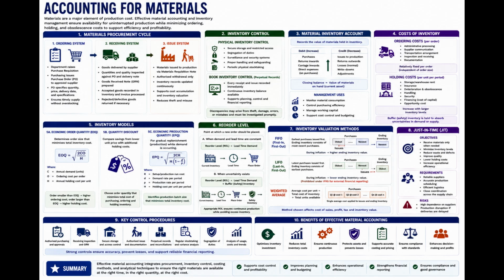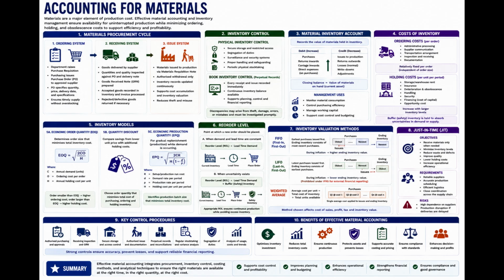reduction, and profitability. The materials procurement cycle begins with the ordering system, which ensures that inventory is replenished at appropriate times and quantities. Departments requiring materials submit a purchase requisition, which authorizes the purchasing department to issue a purchase order to an approved supplier. The purchase order specifies quantities, prices, delivery dates, and product specifications, providing formal documentation for procurement activities. An effective ordering system prevents production interruptions while avoiding excessive inventory accumulation.